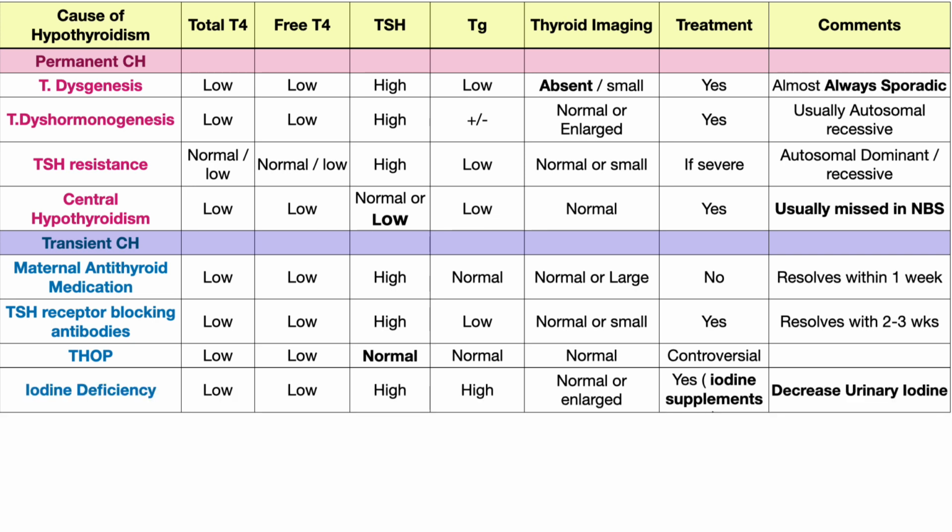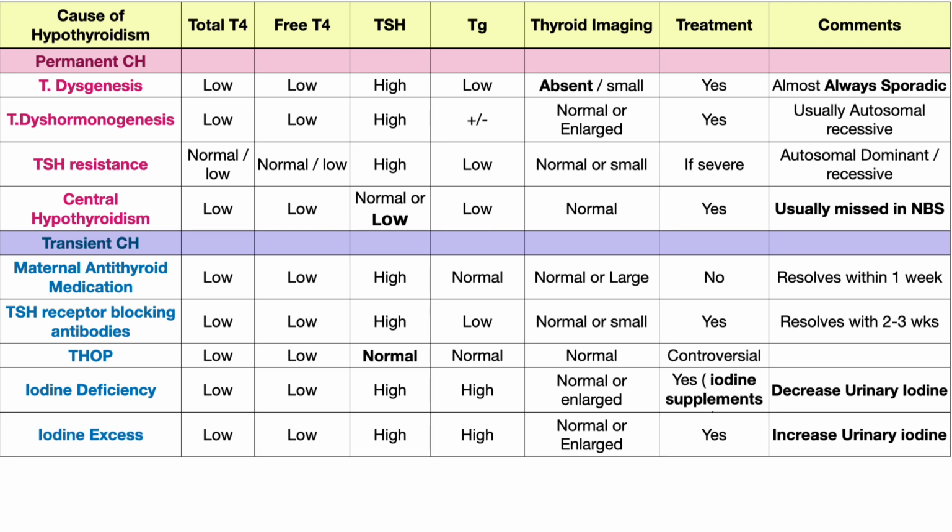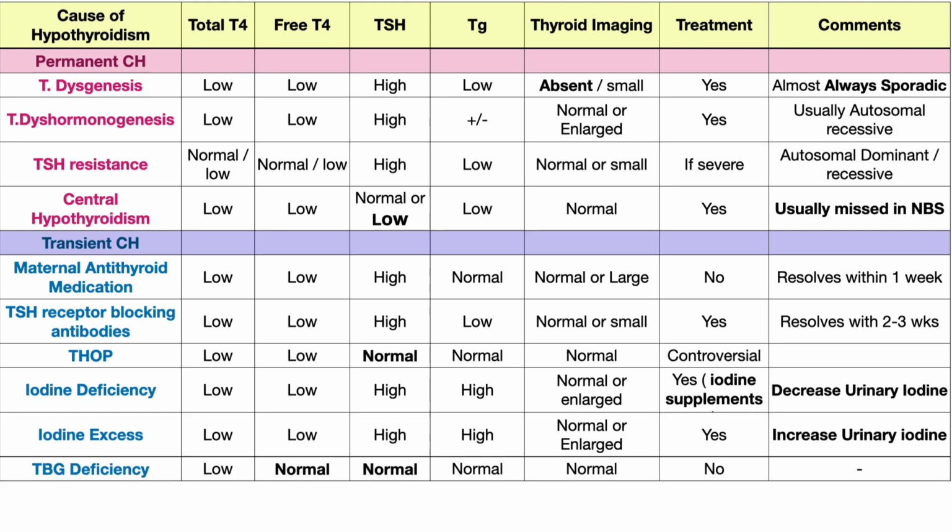Iodine deficiency: if there is decreased iodine, then the TSH will be high, and the treatment is iodine supplements. And how do we diagnose it? We diagnose it by measuring the urine iodine, which is decreased in iodine deficiency, whereas in iodine excess the urine iodine is increased. In TBG deficiency, again the total T4 is low, the free T4 will be normal, and TSH will also be normal. It is very important here to note that the total T4 will be low, but free T4 will be normal. This is a transient phenomenon, hence it does not require much treatment.